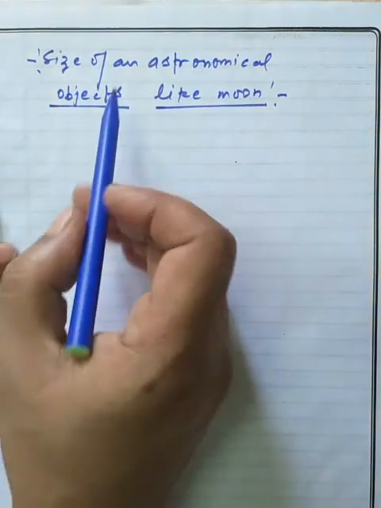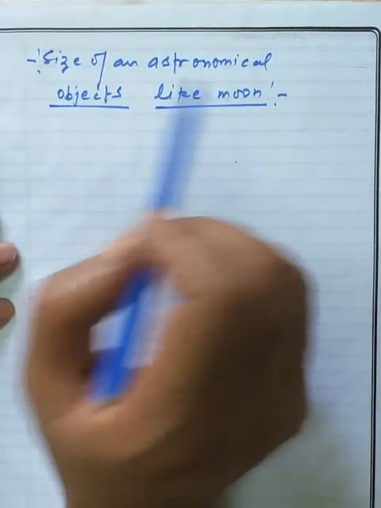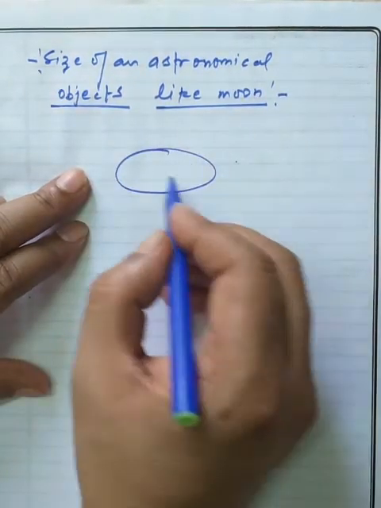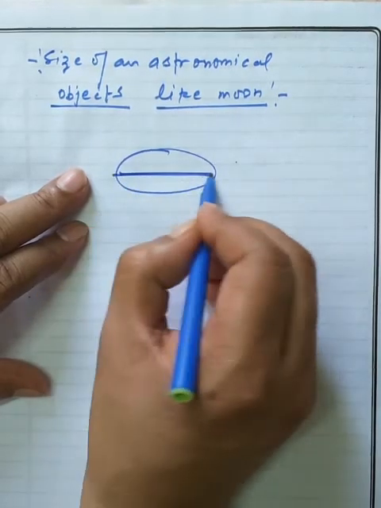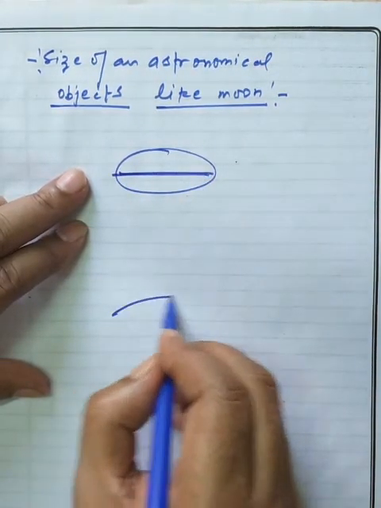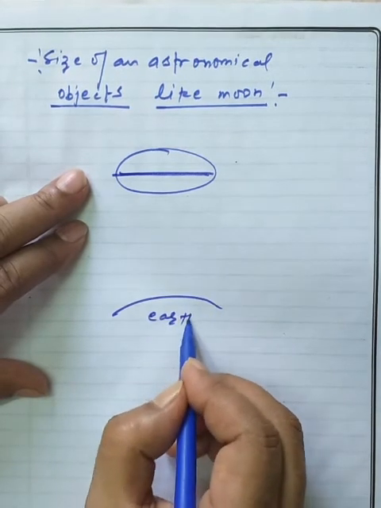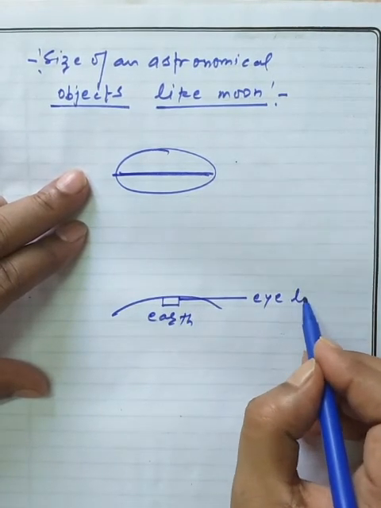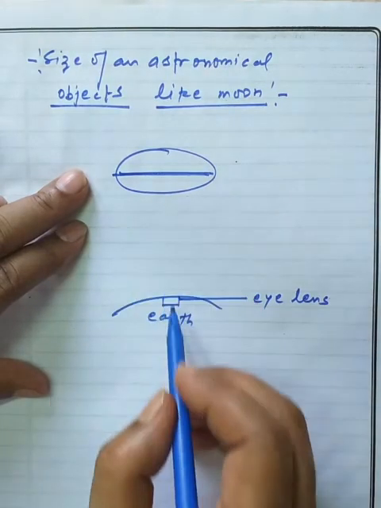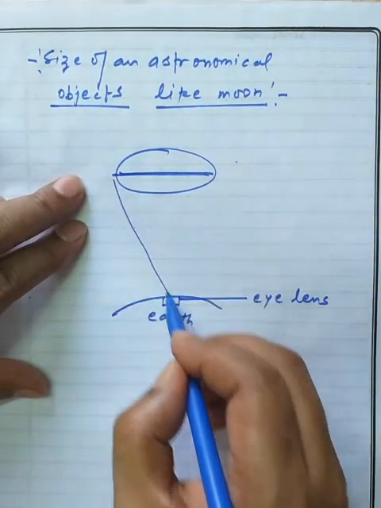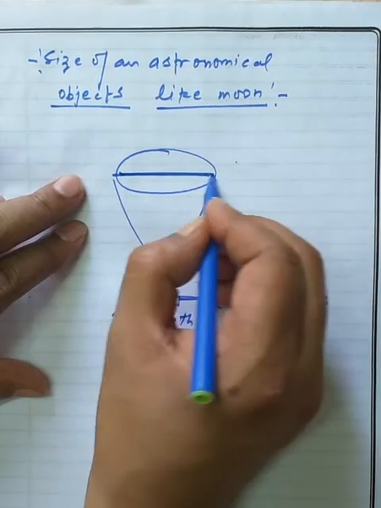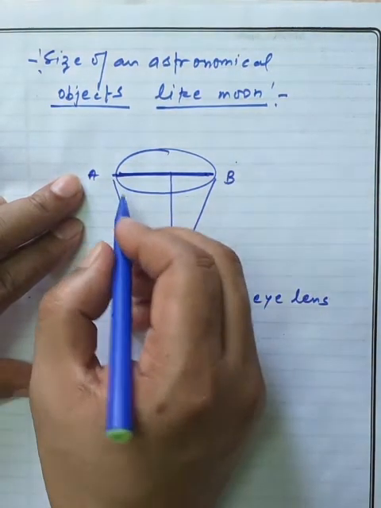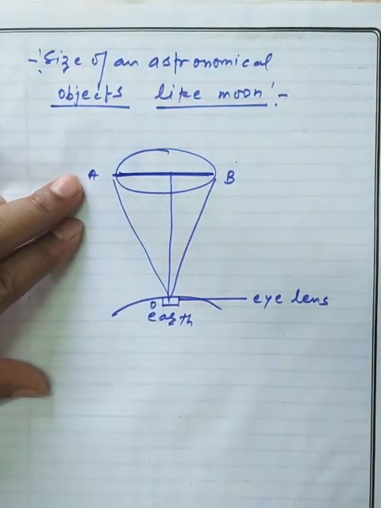One of the basic uses is finding the size of an astronomical object like the moon. We watch the moon with the help of a telescope from the surface of the earth. Near the eye we have the eyepiece, or eye lens, which looks at the final image of the moon. This image of the moon has a diameter called AB, and suppose this one is the point of observation O.